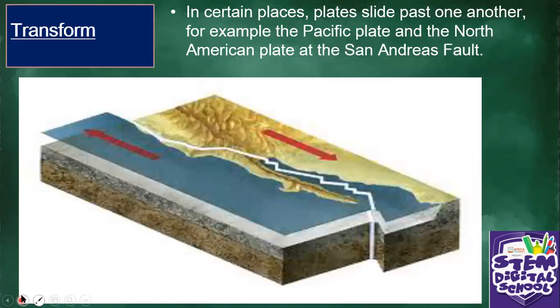And then we look at transform. What happens during the transform movement? Plates slide past one another. For example, here you can see when they glide past each other, we call it what? Transform. For example, the Pacific plate and the North American plate at the San Andreas fault. It's called the transform movement.